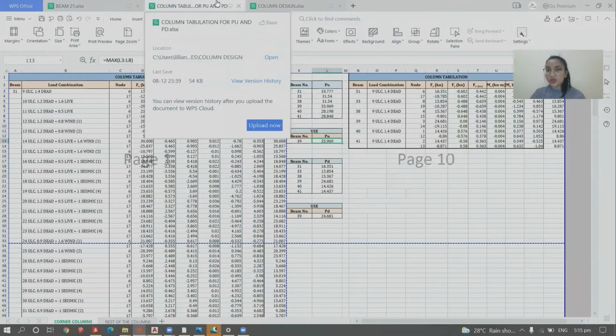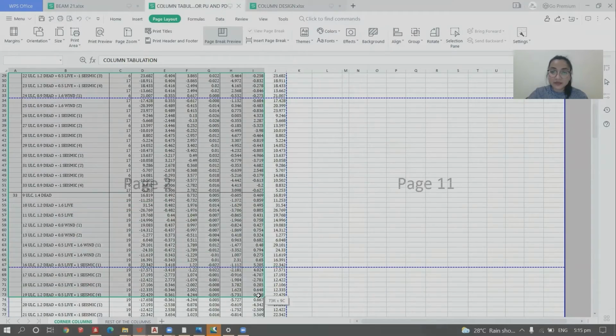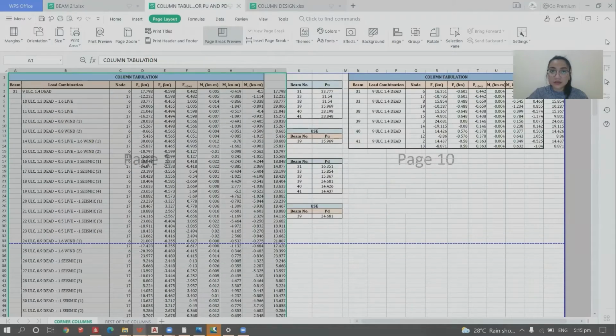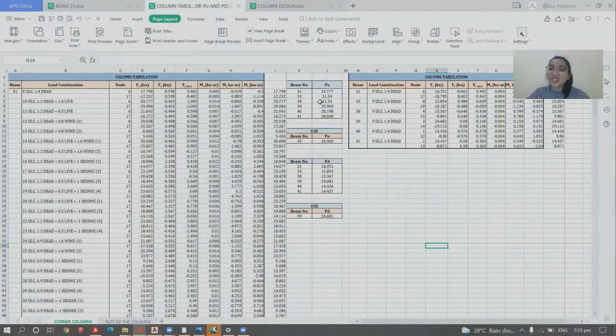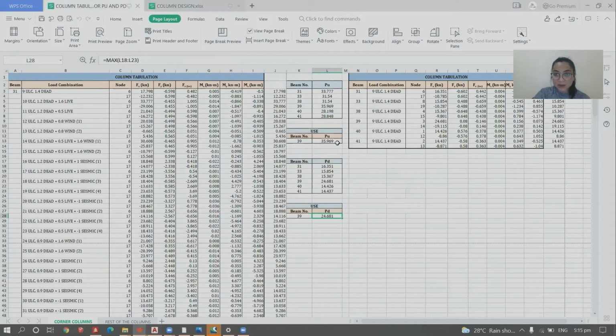Now let's proceed to the column design calculations. The first thing I did is tabulate these values from STAAD. I took the maximum values for Pu and Pd. So now let's proceed to this. For corner columns, this is the calculation. We have the result from the STAAD analysis, Pd and Pu, seen in the tabulation, the maximum values.